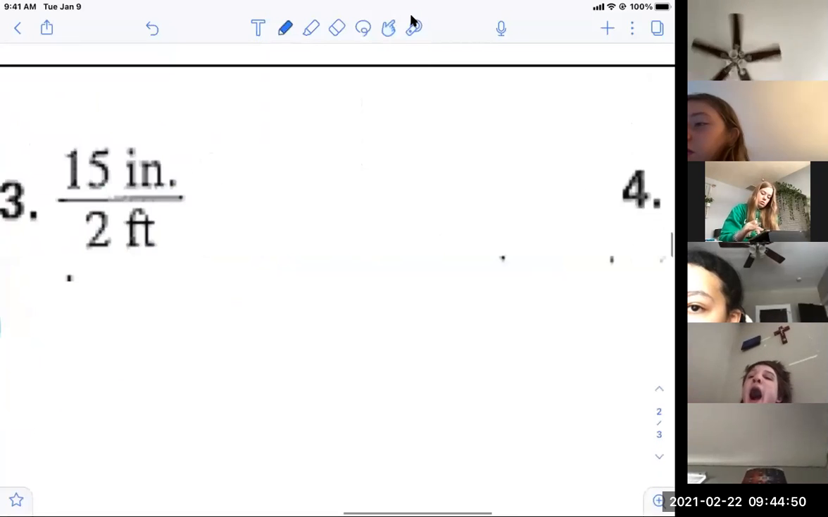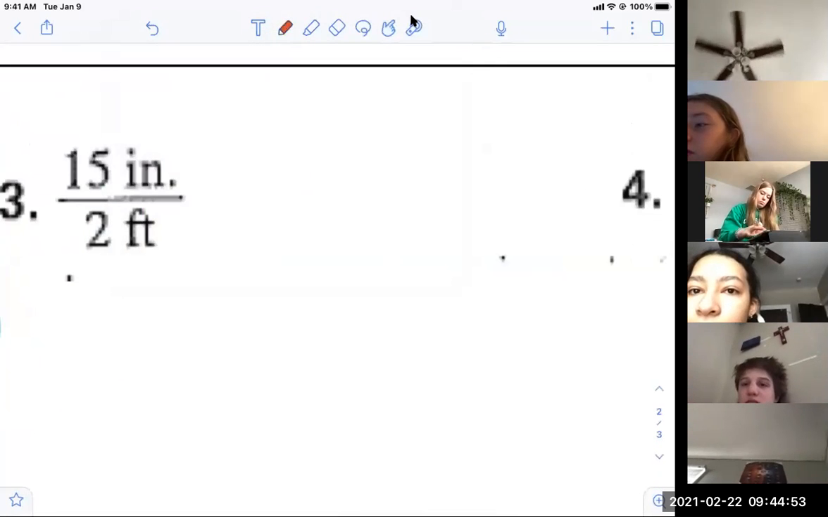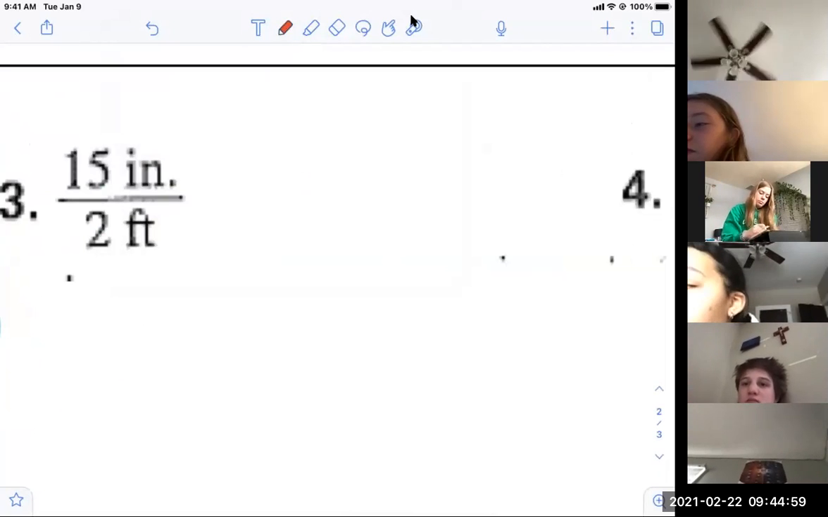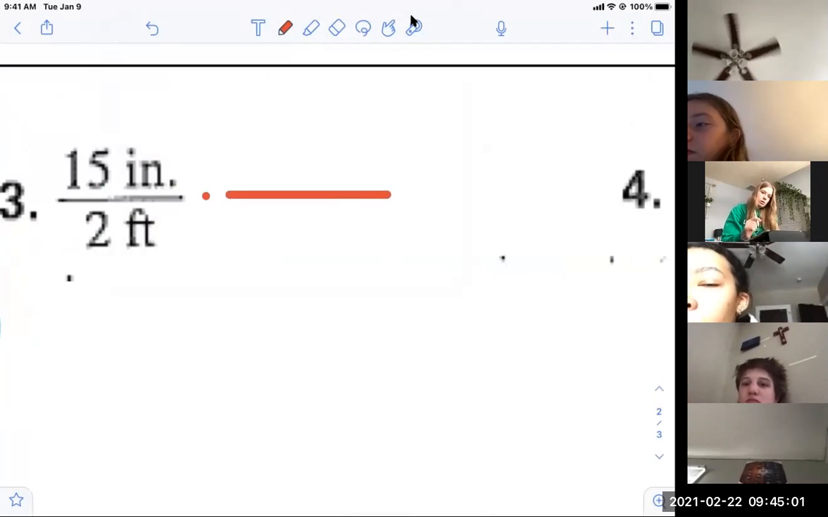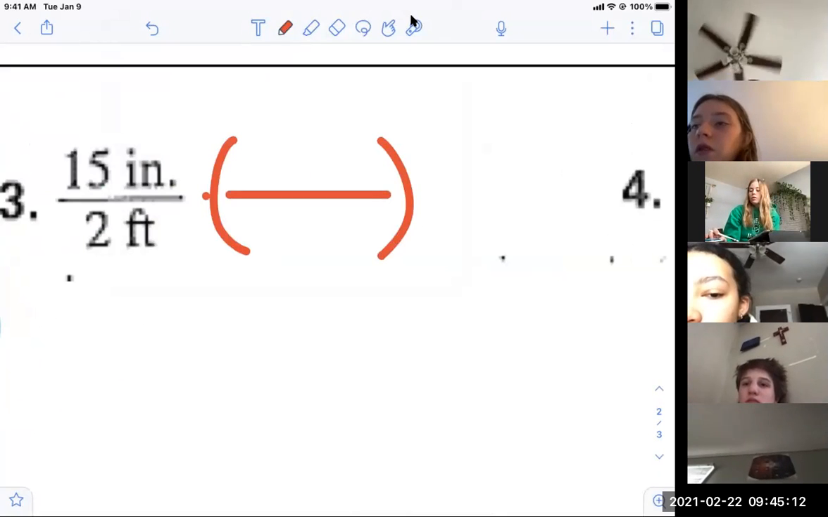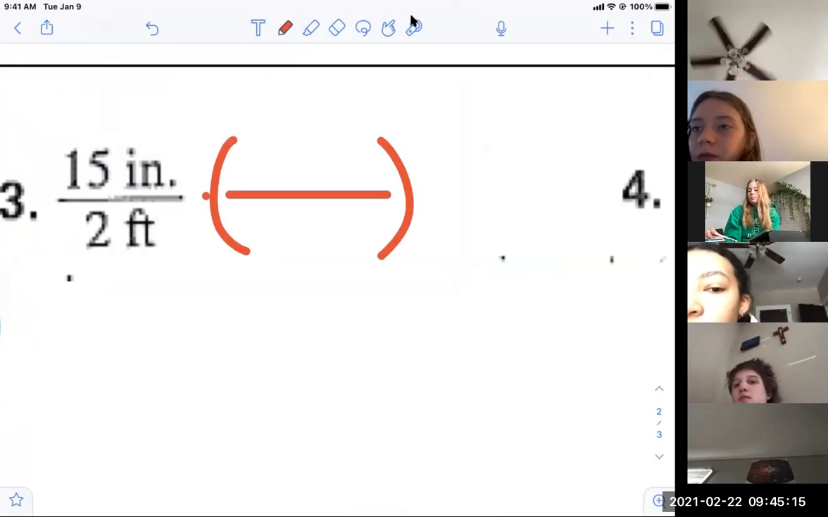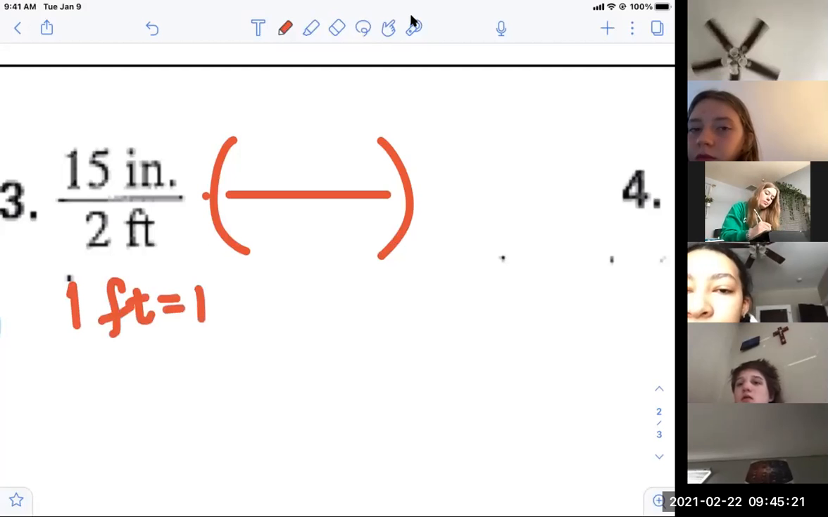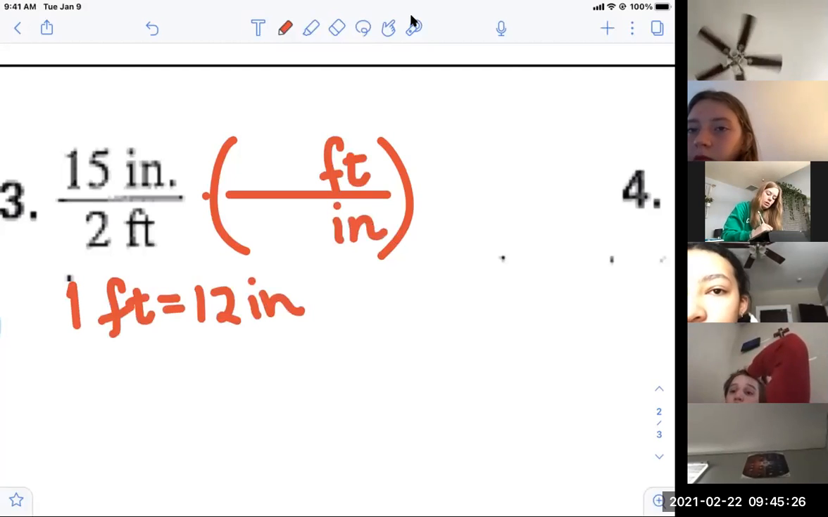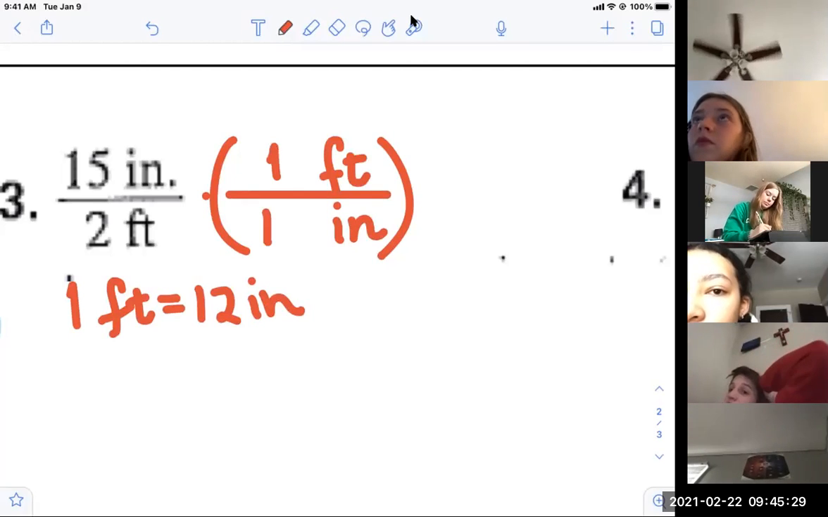Okay, Izzy, tell me what the conversion is between inches and feet. I'd say you put 3 feet on the top and then 36 inches on the bottom. Okay, so what is the straight conversion, like? Oh, you mean like 1 foot and 12 inches? Yeah, 1 foot is equal to 12 inches. Okay, so you said put feet on the top, put inches on the bottom. Okay, so it'd be 1 foot over 12 inches.